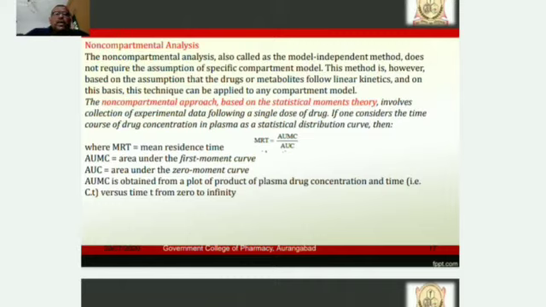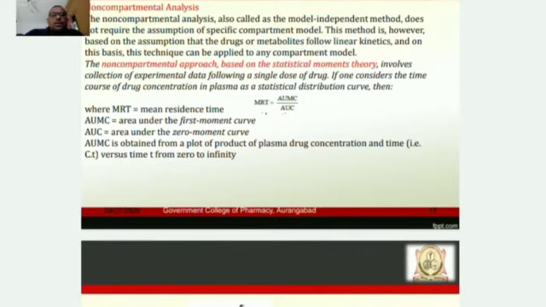Here we have to calculate the plasma drug time profile, from which we can determine the concentration of drug in the body with respect to time. If one considers the time course of the drug concentration in the plasma as a statistical distribution curve, it can be calculated by the mean residence time, that is MRT, which is equal to the area under the first moment curve divided by the area under the zero moment curve.